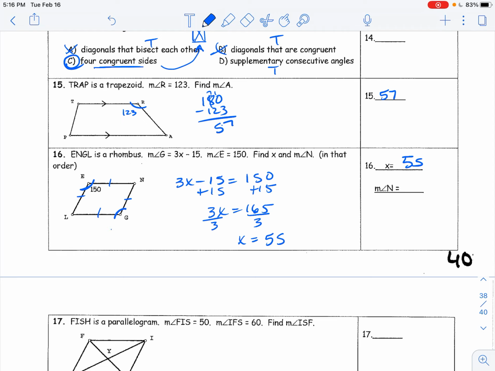And then find the measure of angle N. Okay, so if this angle is 150, then this angle has to be 30 because those are supplementary.